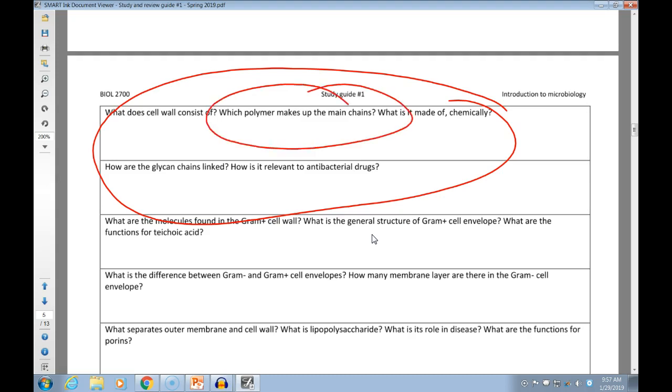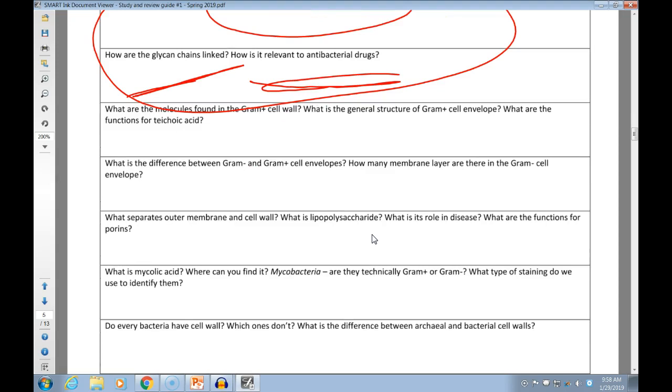Polymer, peptidoglycan, consists of carbohydrate chains connected by the peptide linkages. Antibacterial drug can inhibit the formation of peptide linkages, essentially ruining the wall. Outer membrane and cell wall is separated by the periplasmic space. Lipopolysaccharide, just discussed, it causes general inflammation. Okay? It's a virulence factor that causes general sickness.